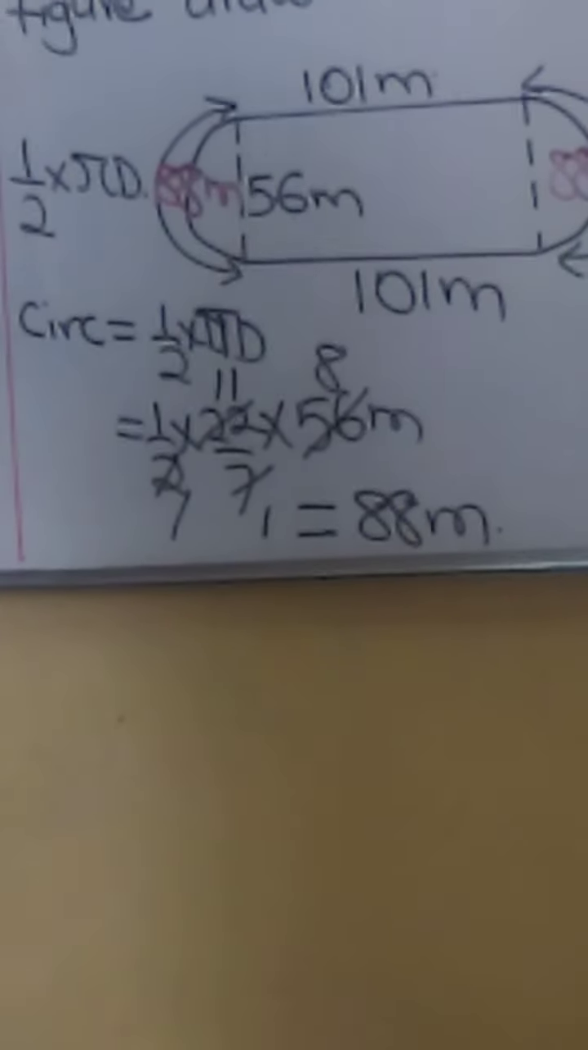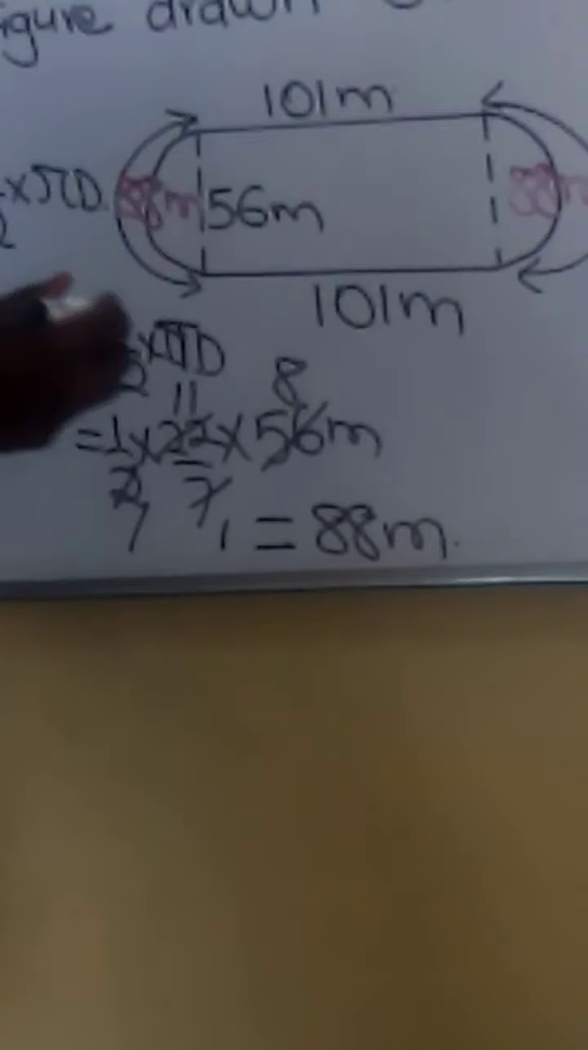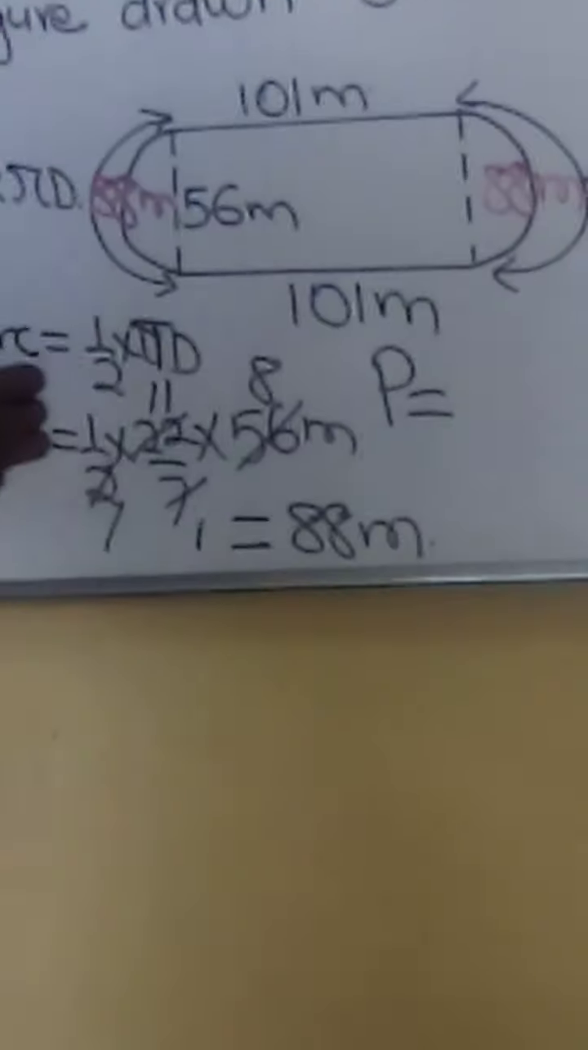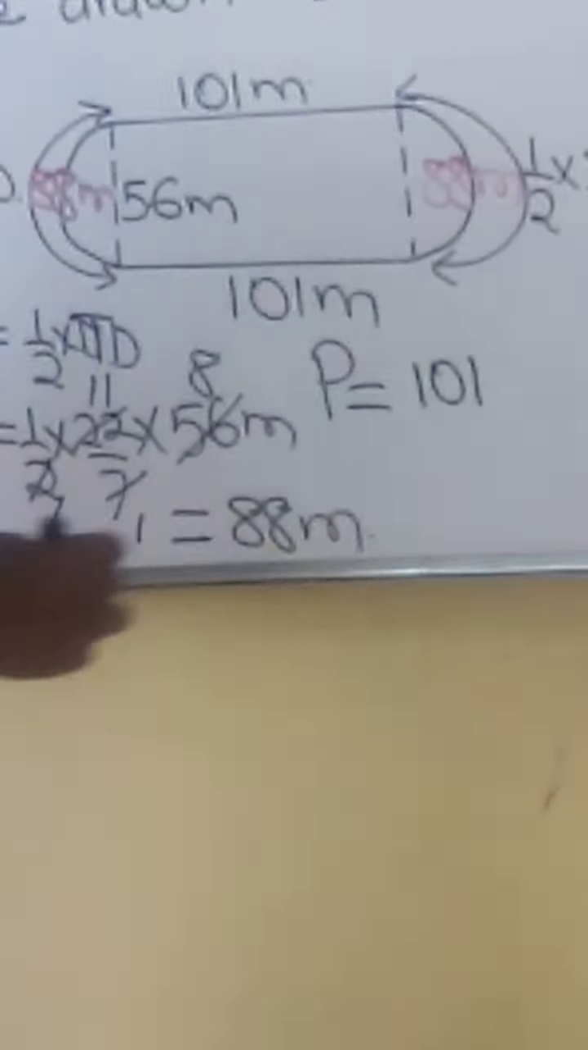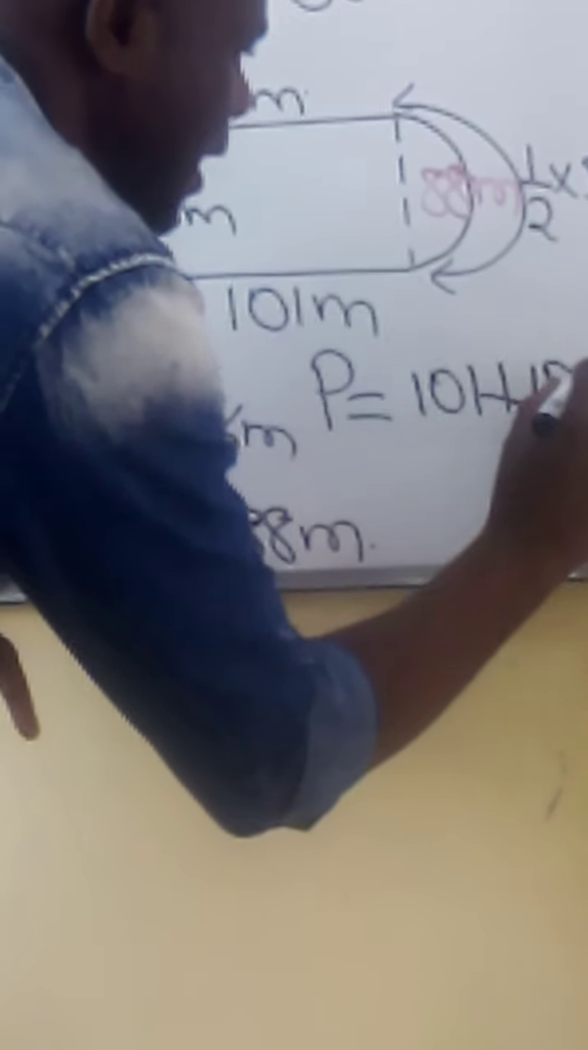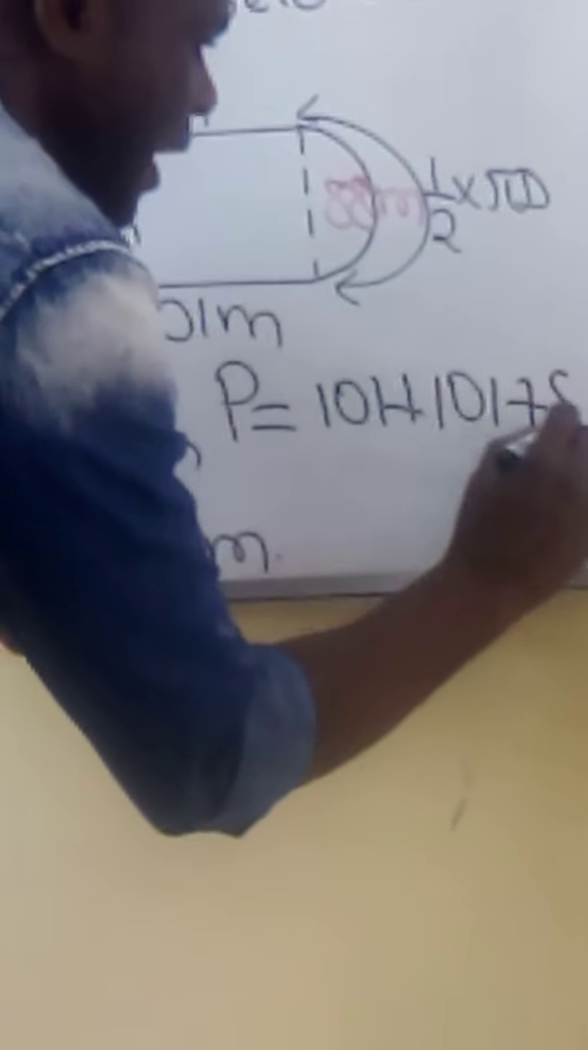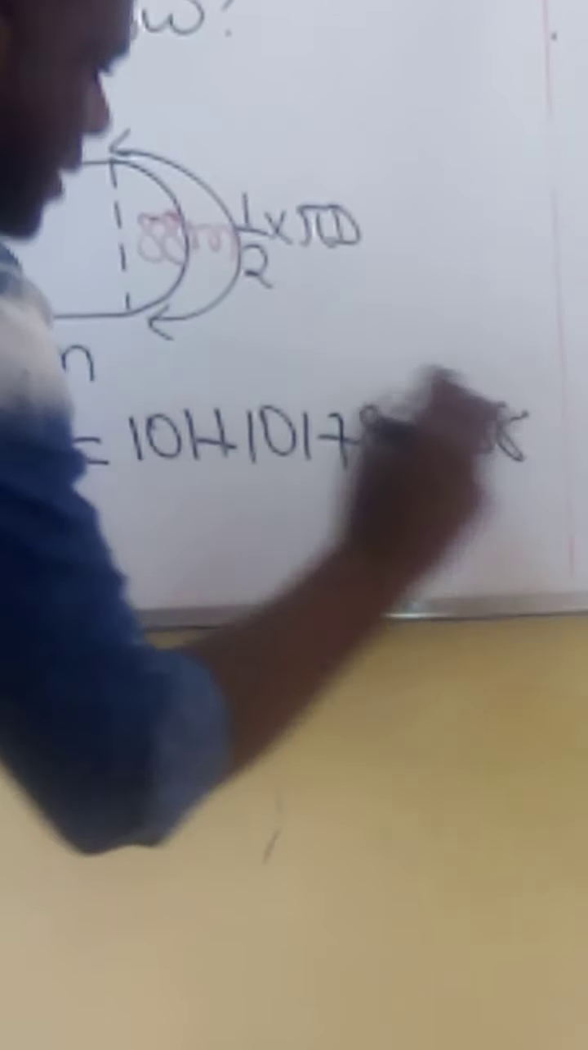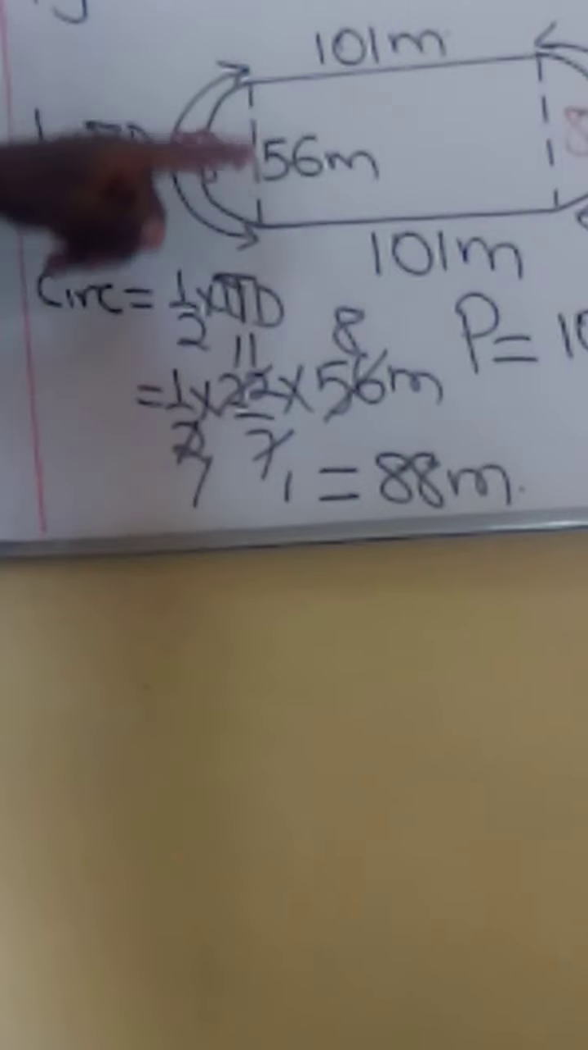Now we find the perimeter. Having all the sides, now we can find the perimeter. Now here, perimeter would be 101 plus 101. Then plus 88 plus 88. You realize that we have not added 56 because 56 is a dotted line. Dotted lines are not added when we are finding perimeter. Internal lengths are not added when we are finding the perimeter of a shape. We only add the external lengths.